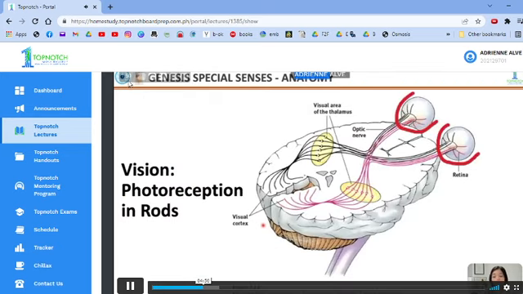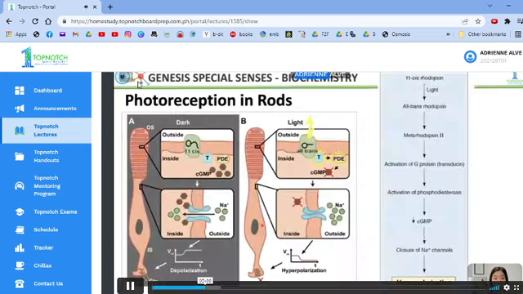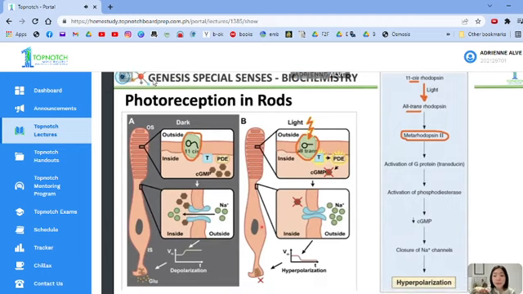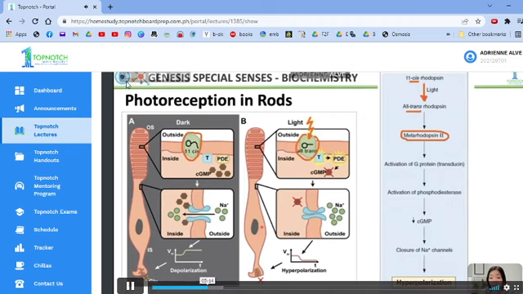So let's talk about photoreception in the rods. How does the retina detect light and send signals? So it does it through the photoreception process in the rods and the cones. So the first step is when light on the retina will convert the 11 cis-rhodopsin to an all-trans-rhodopsin in the process called photoisomerization. A series of intermediates is then formed, one of which is meta-rhodopsin 2.